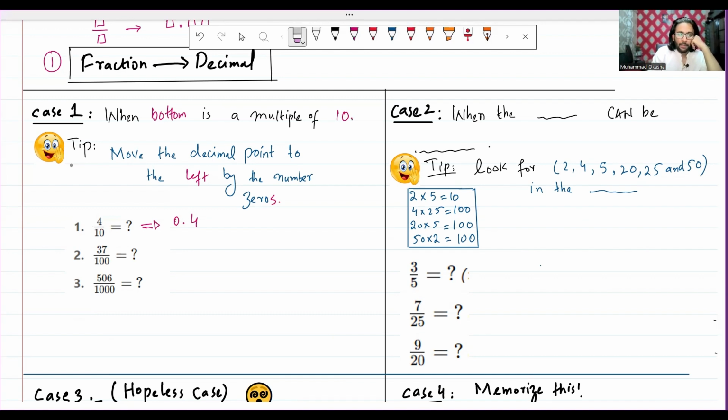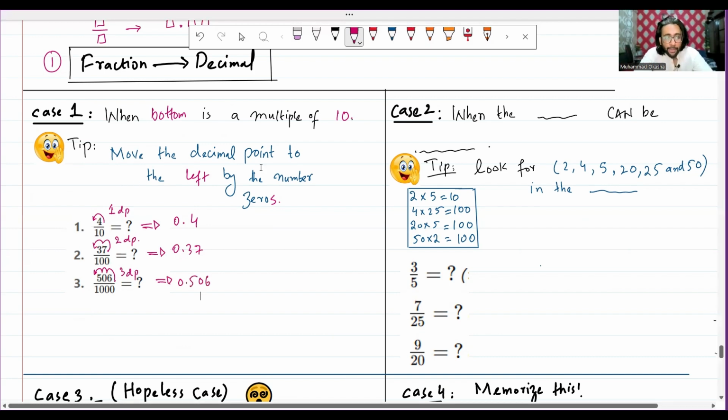Over here it's 100, so I move 1 decimal place left. Over here, I'll move it 2 decimal places to the left. If I move it 2 decimal places to the left, this will be 0.37. Right? 506 divided by 1,000, 3 decimal places to the left. Right now my decimal is over here. 1, 2, 3. 3 decimal places to the left. So 0.506 is how I converted the fraction into a decimal when the bottom is a multiple of 10.